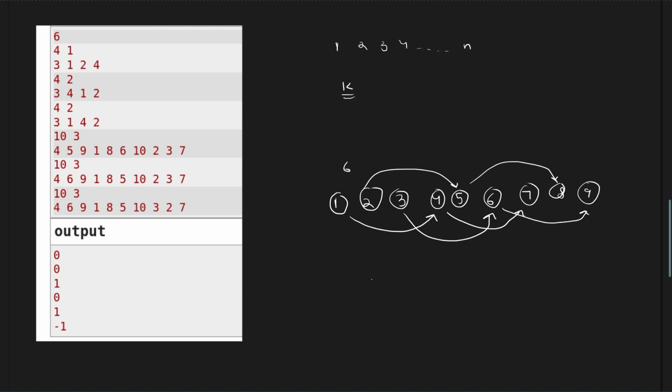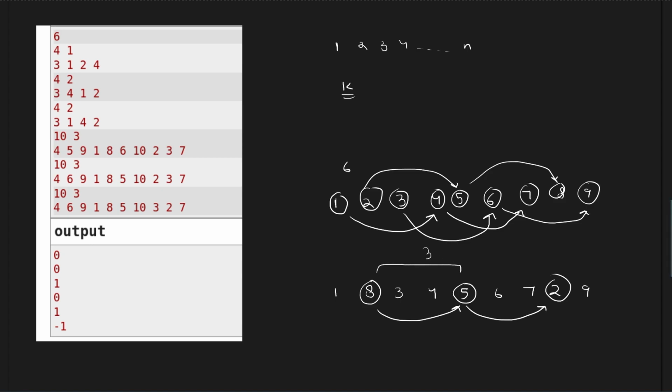So let me just explain you in simpler terms. So if 1 was here, 8 was here, let's say 3 was at its place, 4, and then let's say 5 was here, and then 6, 7 and 2 and 9, right? So 8, 5 and 2 were connected, right? Let me just erase the circle from 1. So we have 8, 5 and 2 connected, right? Because the difference between these two is 3 and the difference between these two is 3. So in this case we are assuming k to be 3. Now these all three elements are connected.